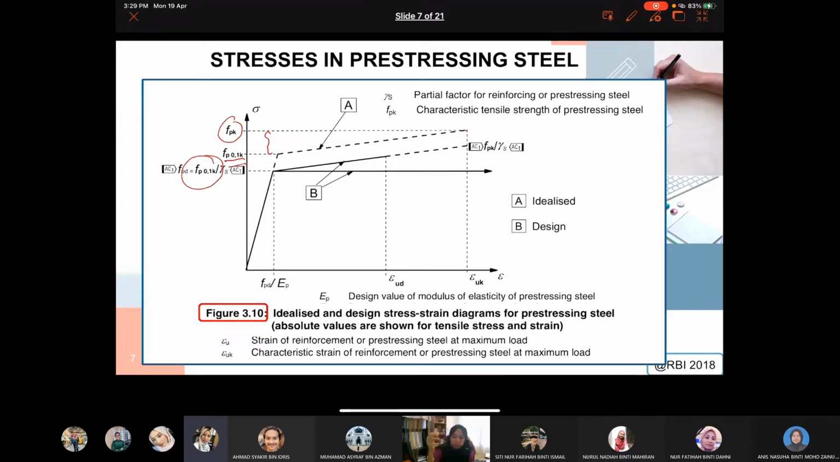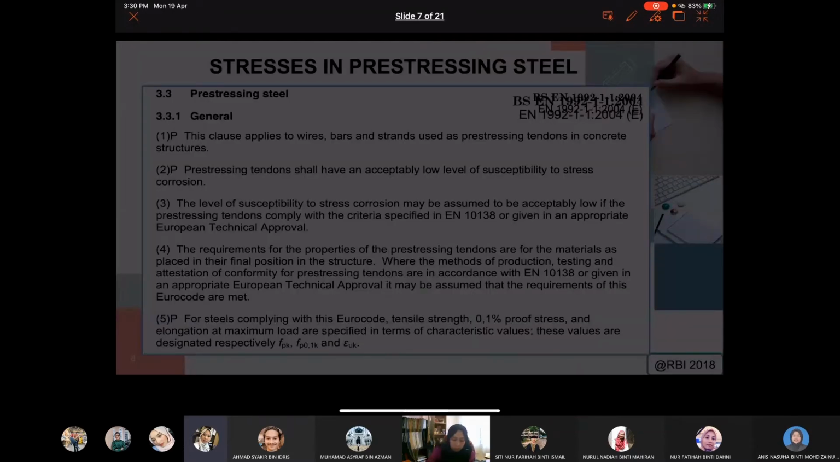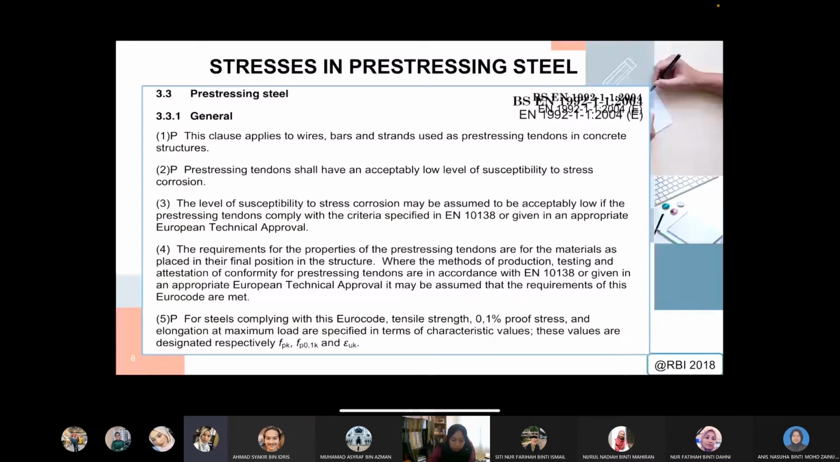So these are the values that you're going to use in your design, which is your tensile strength, after proof stress, the proof stress strength. So this is where you have these values. This is where we measure the 0.1% proof stress and the elongation. So this is where you have the parameters.